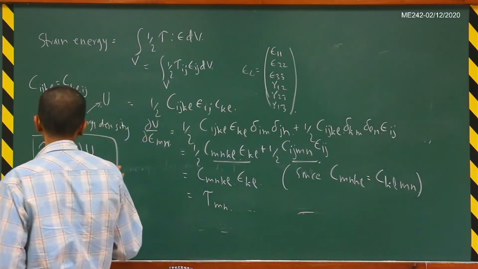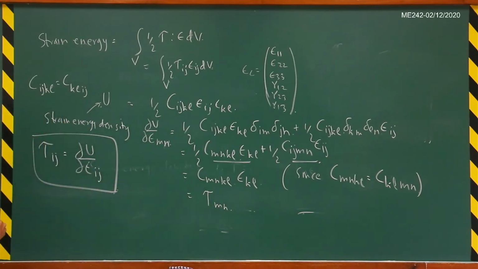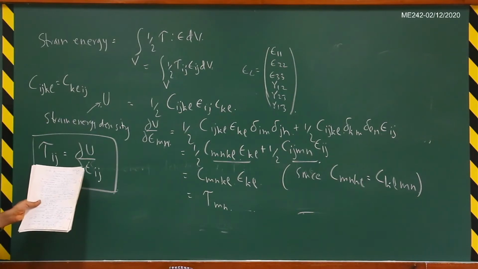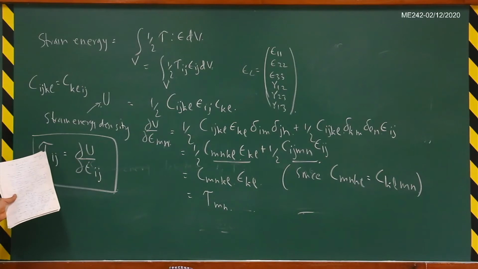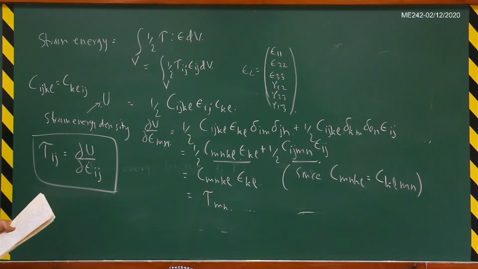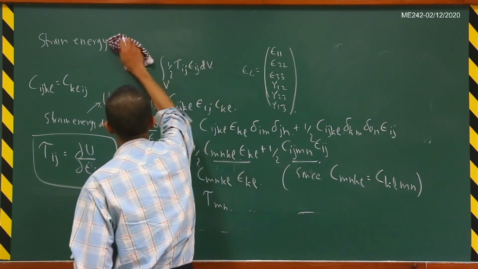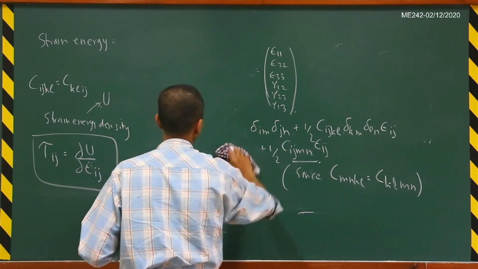So whenever there is a strain energy density from which you can derive the stress function, like in this particular case by taking the derivative of the strain energy density function with respect to the strain, if you get a stress, then that is known as a hyperelastic material. Okay, so let us now see what the strain energy density is for an isotropic material.